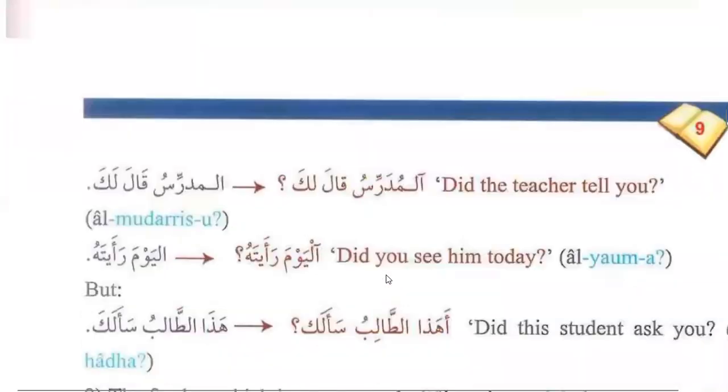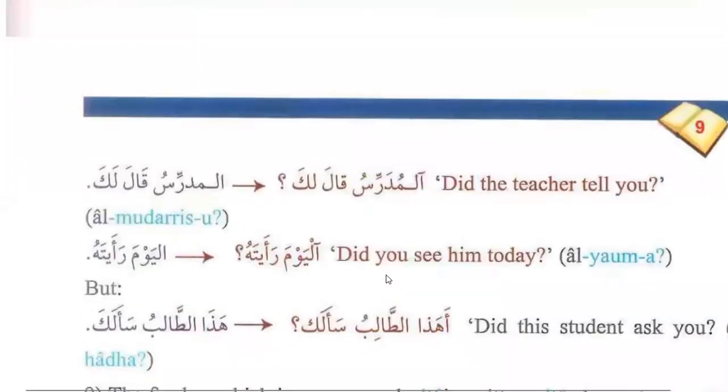Now, when we add this particle Hamza to a simple sentence like this one, Al-Mudarrisu qala laka, the teacher said to you, then that sentence, of course, changes into a question. But since it has Alif Lam already, the alif will change into alif madda. So this is a question and this is a simple sentence. This is a simple sentence and this one is a question.